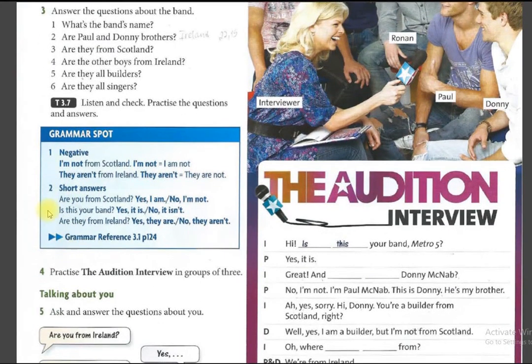Sometimes for this question you can give short answers. If I say, are you from Iraq, you would say either yes or no. Yes I am, no I'm not.